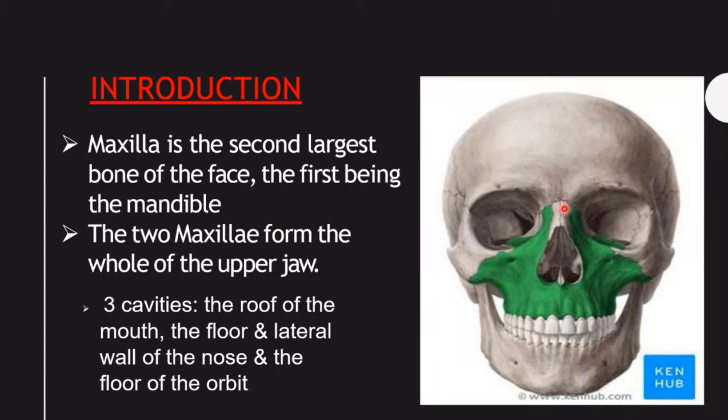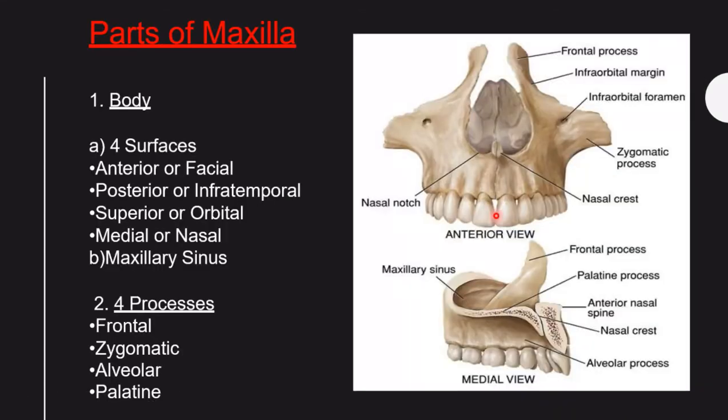So this is the maxilla, the second largest bone of the face. Just having a revision. This is the infraorbital foramen, which forms a boundary for the dissections. This is the frontal process of maxilla, which articulates with the nasal bone, and this is the infraorbital margin. This is the zygomatic process. So there are four processes: frontal process, zygomatic process, alveolar process, and palatine process.